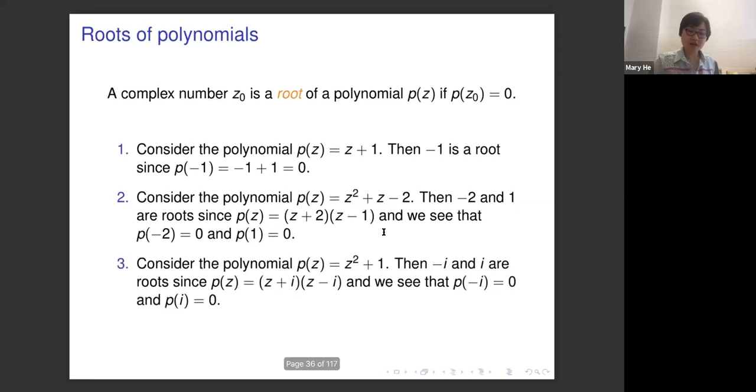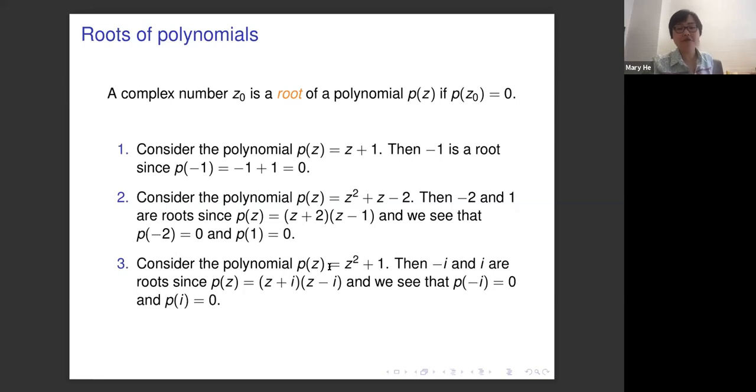Right. So the third example, I want to illustrate that complex numbers can also be roots of a polynomial. So the polynomial in the third example we consider is z squared plus 1, right? So in this case, I claim that i and -i are the roots, because if we plug in -i into the polynomial, I basically get (-i) squared, which is i squared, plus 1, which is 0, right? And same for i.